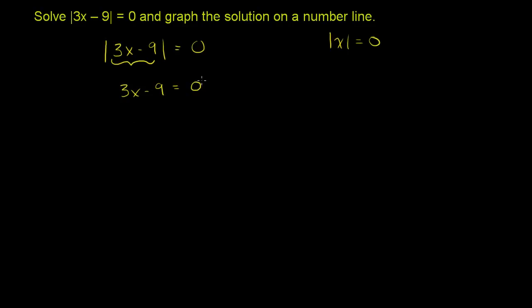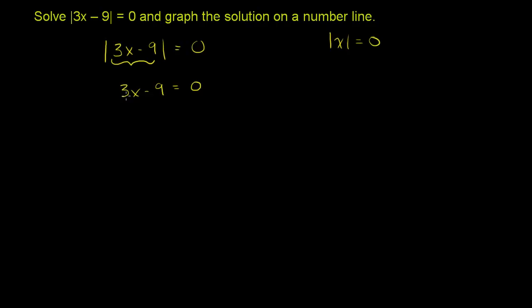And that's kind of unique about 0, that it's the only number that has an absolute value of 0. If you had, say, a 1 here, you could say, oh, well, then this thing could be a 1 or a negative 1. But here, if you have a 0, this thing can only be 0. So solving this equation is fairly straightforward.